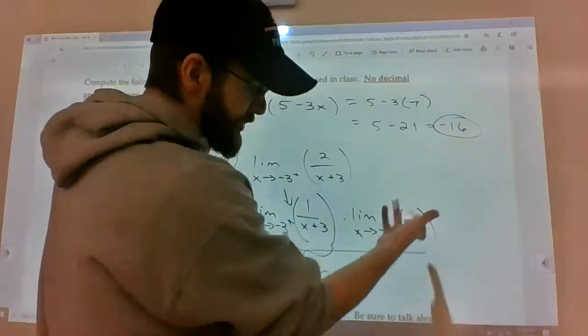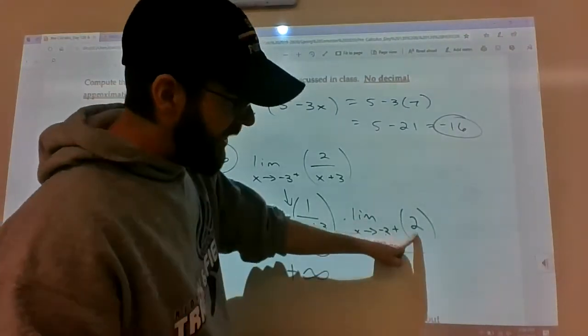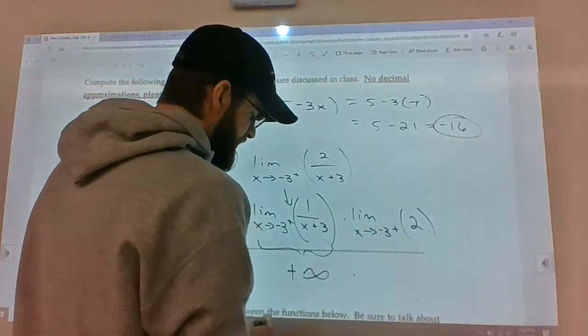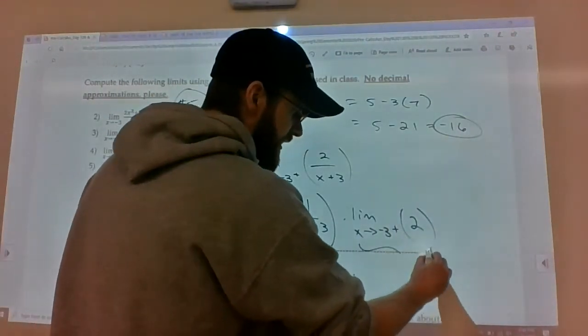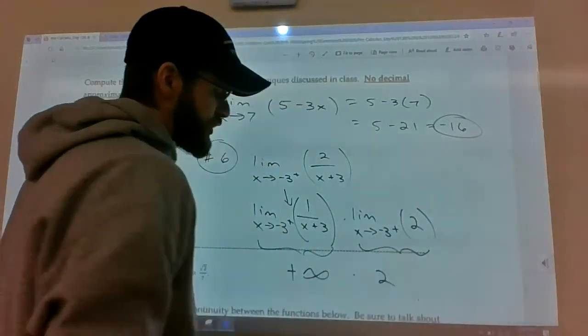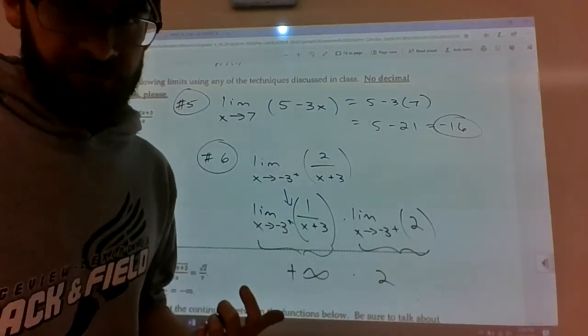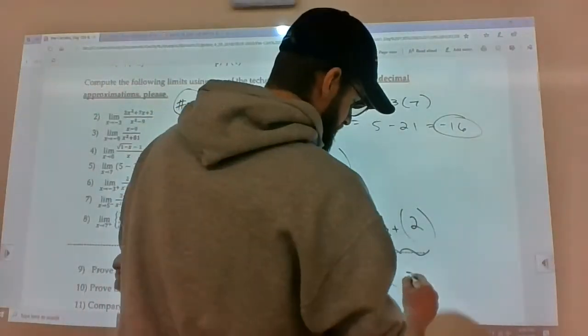So there's no domain issue here. In fact, if it's just a constant, I can't plug in for x. That constant just remains. So it's infinity times this limit equaling 2. And if you double infinity, it's basically just approaching positive infinity. And that's your answer.